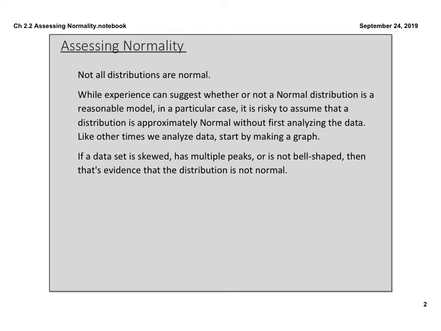So while experience can suggest whether or not a normal distribution is a reasonable model in a particular case, it is risky to assume that a distribution is approximately normal without first analyzing the data. Like other times we analyze the data, we start by making the graph. If the data set is skewed, has multiple peaks, or is not bell-shaped, then there's evidence that it is not normal. Okay, so a lot of times it's really obvious to determine whether it's normal or not, but sometimes it's harder to tell, and so then we have to do a little bit more work to determine if it's normal.